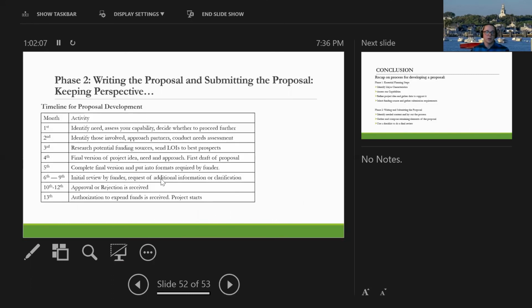Quick chart breakdown of what we've talked about in terms of months. First month, identify your need, assess your capability, decide whether to proceed further. Again, what I just said, is it appropriate to pursue grants to fund said program. Second month, identify those involved, approach partners, conduct needs assessment. Third month, research potential funding sources, send LOIs.